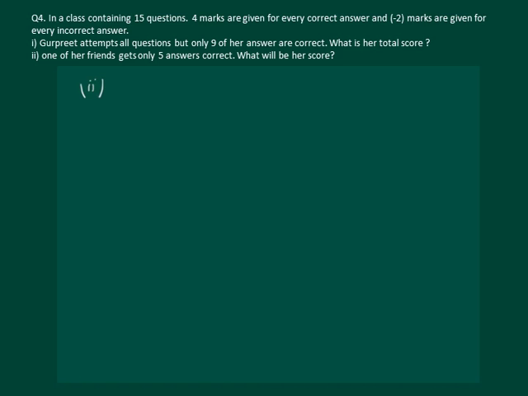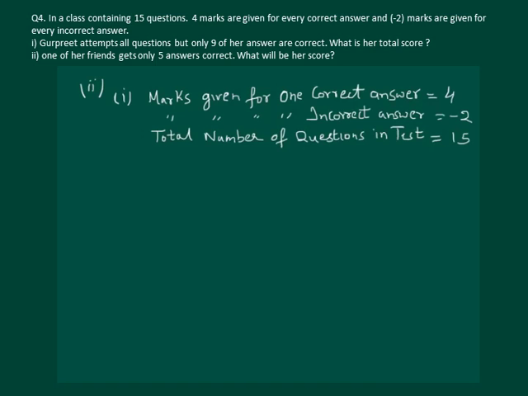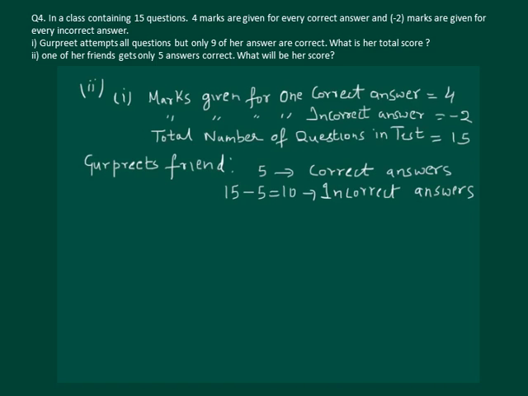Second part of the same question reads that one of Gurpreet's friends gets only 5 answers correct. What will be her score? From the first part of the question, we have marks obtained for one correct answer 4, marks obtained for incorrect answer minus 2, and total number of questions 15. Gurpreet's friend scored 5 correct answers and 15 minus 5 equal to 10 incorrect answers.